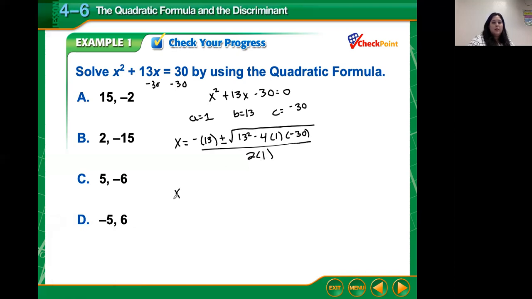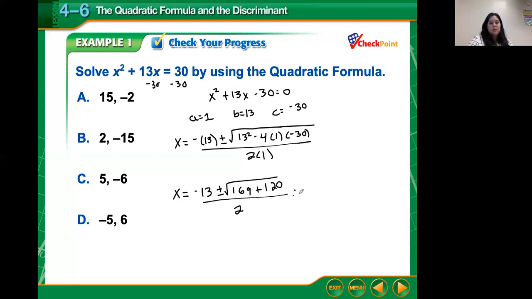So we're going to go ahead and simplify. We get negative 13 plus or minus the square root of 169 plus 120, because negative 4 times negative 30 is positive 120, all over 2.